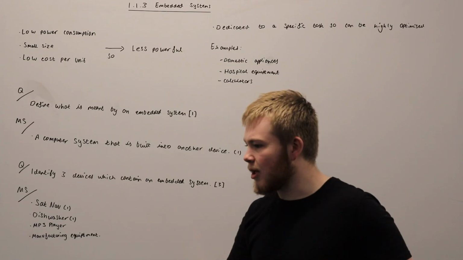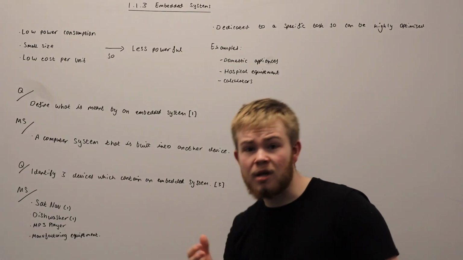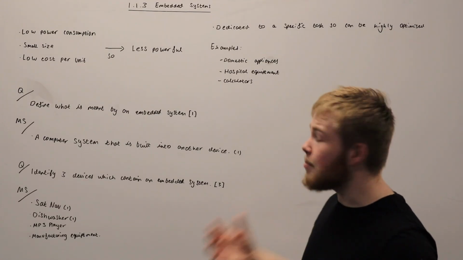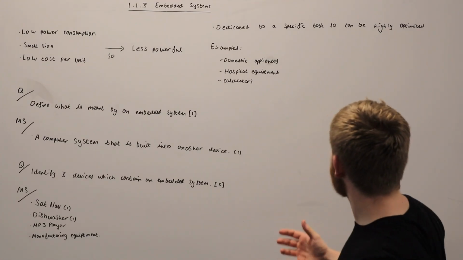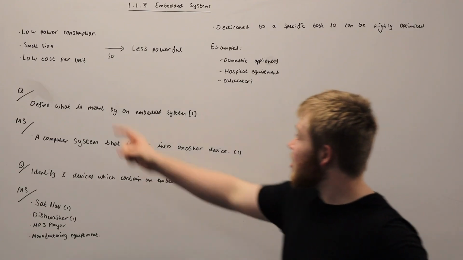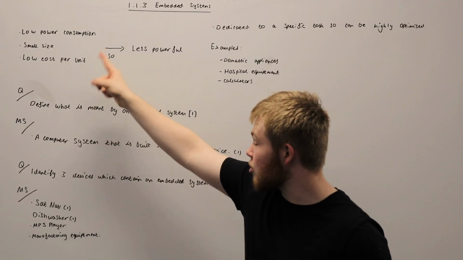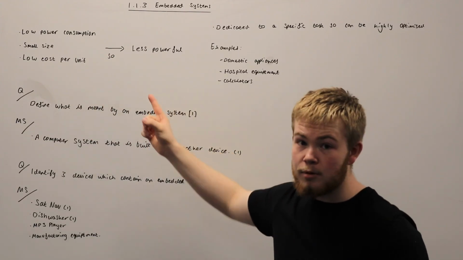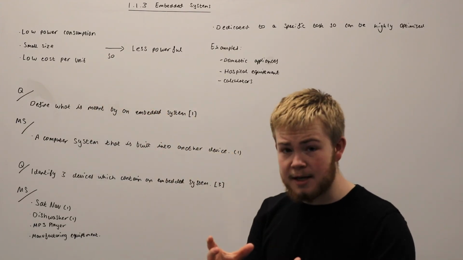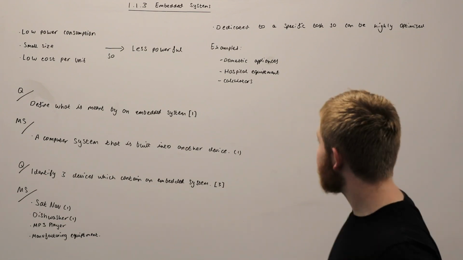A general purpose system, like your computer, your mobile phone, or your tablet, is just a standard computer, it can do everything. An embedded system is a system that is dedicated to a specific task, so it can be highly optimized. This means they have low power consumption, small size, and low cost per unit. The result is that they're less powerful. Well, that's okay because they're dedicated to a very specific task. They don't need too much power.